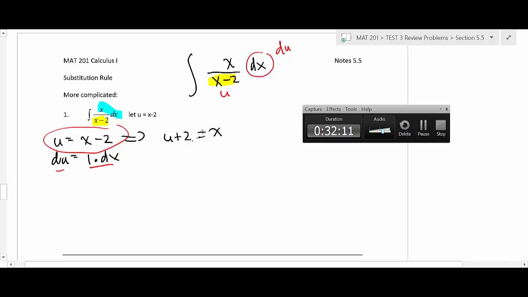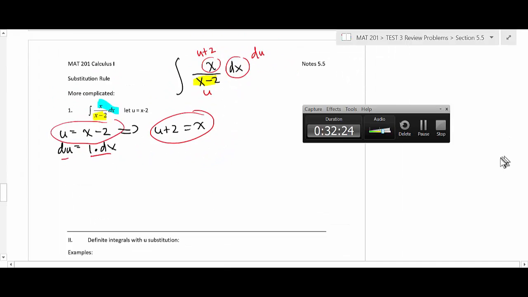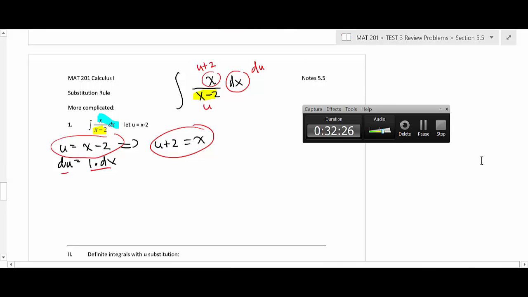What is x? x is u plus 2. So I can actually replace that x right there with u plus 2. Everything is accounted for. That's the key. And our integral is just going to have u's in it. There's going to be times when you have to take that u substitution equation and solve it for the variable. That happens sometimes. So what you would end up with is this integral.